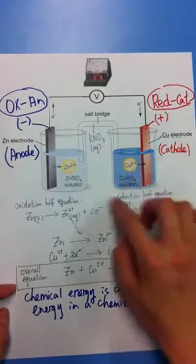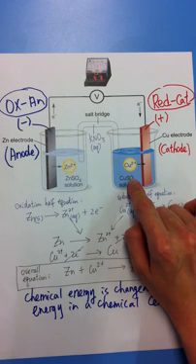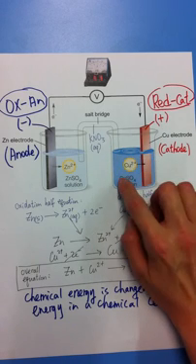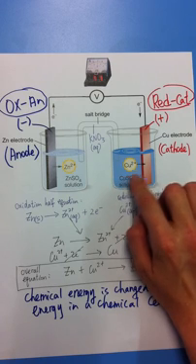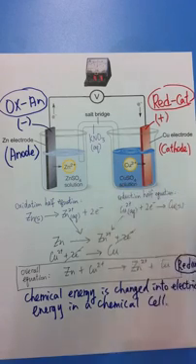Also, after a period of time, the color, the intensity of the blue solution will decrease. The blue solution will become paler after some time because the concentration of copper(II) ion decreases in the reaction.